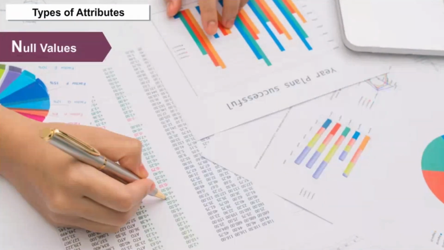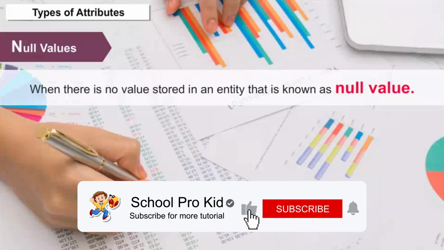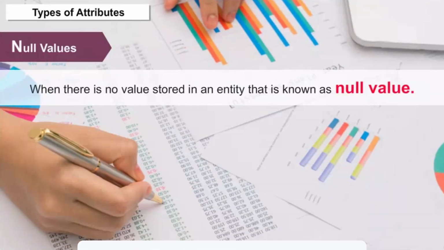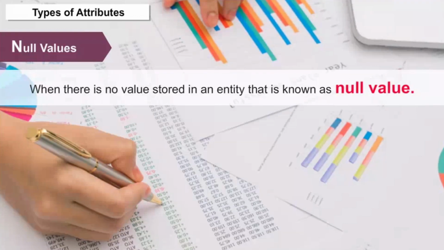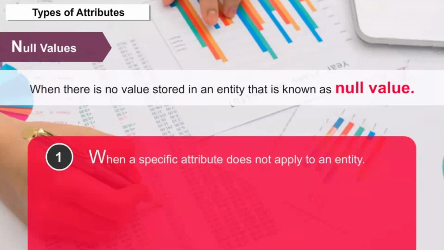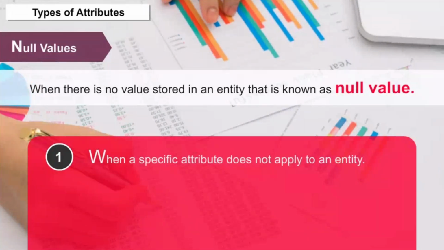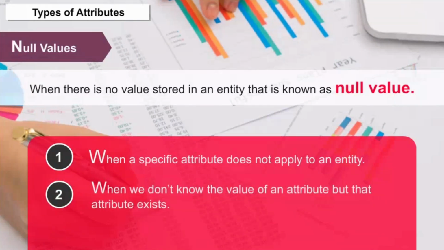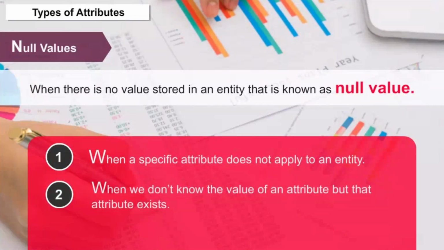Null values. When there is no value stored in an entity, that is known as a null value. We use null values in three situations. 1. When a specific attribute does not apply to an entity. 2. When we don't know the value of an attribute, but that attribute exists.